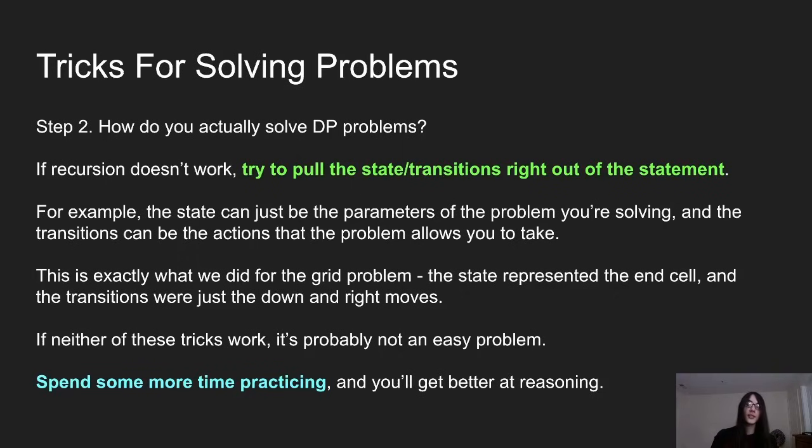And you can get the transitions in a similar way. If the problem allows you to do something like move around or change something about the state, then that usually takes you from one state to another. And that's what transitions are, so you can figure out the transition from what the problem asks you to do. And if neither of those methods work, chances are it's not an easy DP problem. So you're probably going to have to be able to conceptually reason about DP problems and come up with something smart to solve it, which you'll only be able to do with practice. If you get the practice in, you can solve anything.